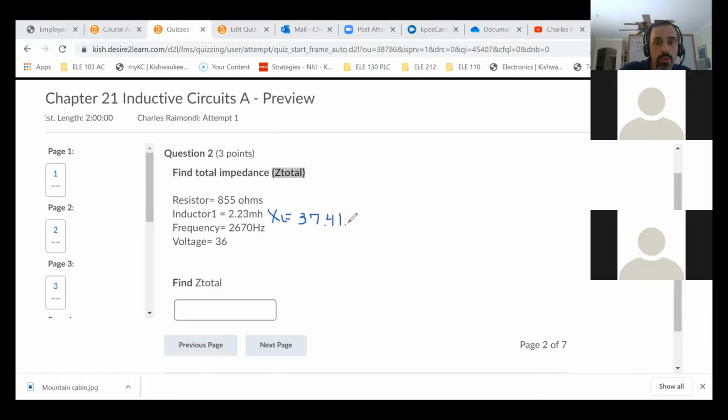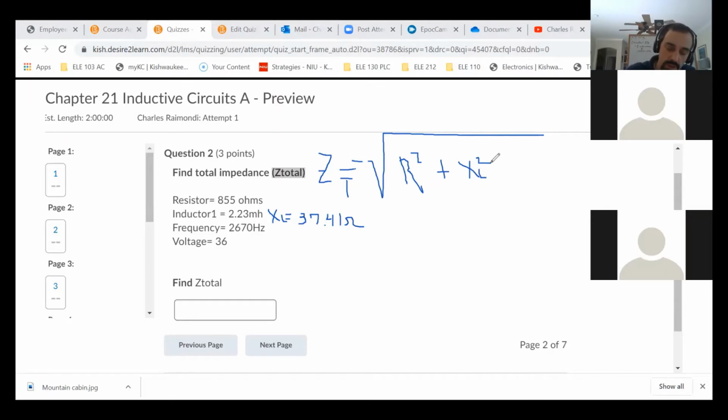If somebody wants to make sure I'm correct on that, that's fine. Okay, so we need to find Z total. What's the equation for Z total? Square root of R squared plus X of L squared. Yep, X of L squared. Excellent.